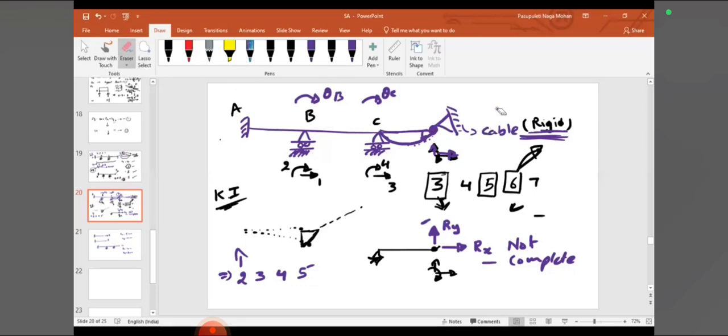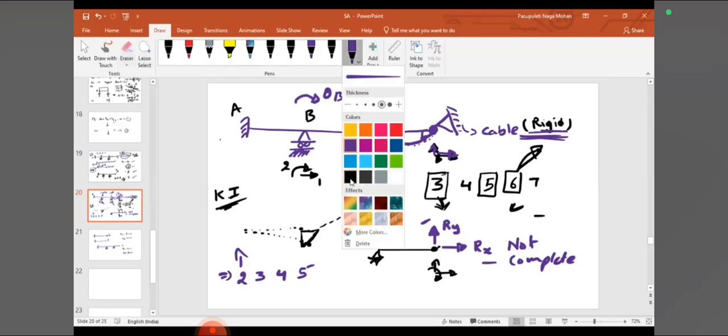Not for axially rigid. I'm just telling you what the kinematic indeterminacy is for this: three rotations, theta B, theta C, and theta D. Let me come to that point later. Sir, I just want to let you know that rotations can happen at point D also, as of now, at this stage.